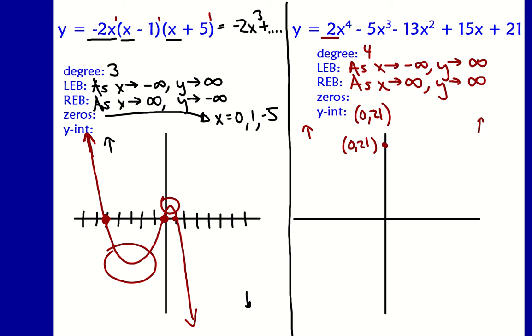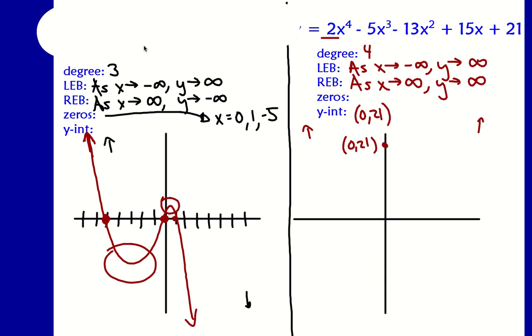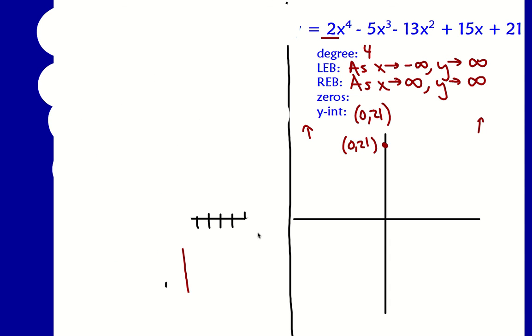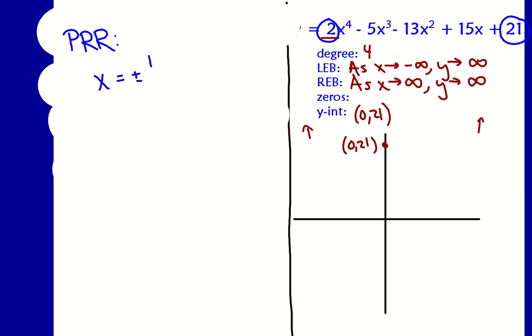And now let's go ahead and find our zeros. So we're going to look for possible rational roots. I'm just going to erase this other question that I had over here. We're going to look at possible rational roots and then see if we can find one to divide out. I'm going to take my factors of 21 over my factors of 2. So my possible rational roots would be x equals plus or minus 1, 3, 7, 21 over 1 and 2.